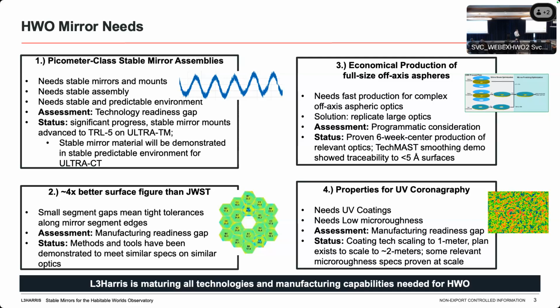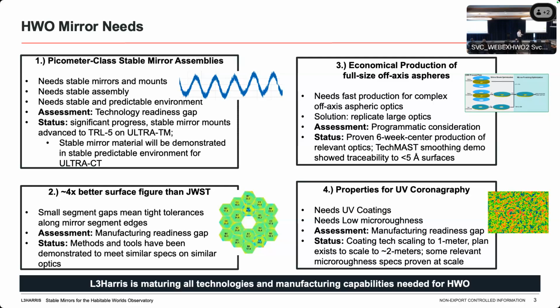The second item here is we need approximately 4 times better surface figure than the mirrors on James Webb. Now that's not a problem. We've done large optics, even larger than what's needed here, in that same surface figure quality. You combine that with some challenges for the edges. You've got to get really fine quality out to the edges so you don't have large gaps between the mirrors, so you can get high throughput for the coronagraph. And you put those two together, and there is some manufacturing development to be done, but there's no new technology. So we're on track, and we've actually started that manufacturing development on Ultra as well.